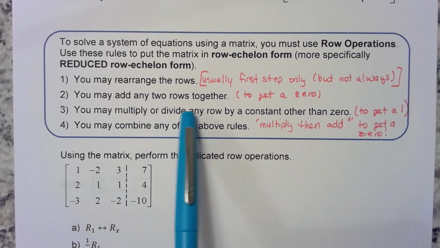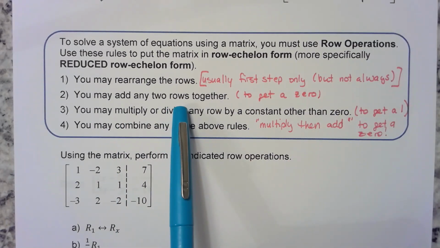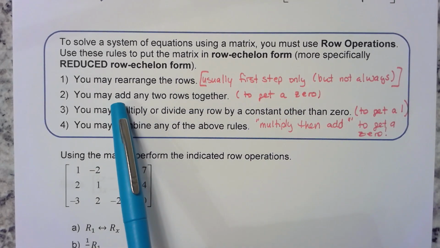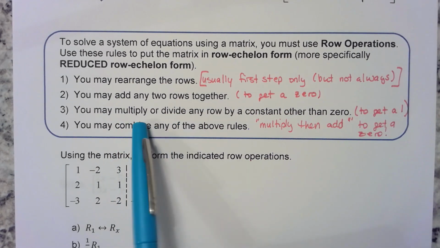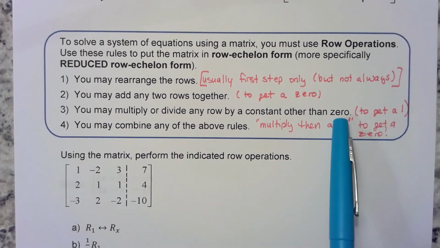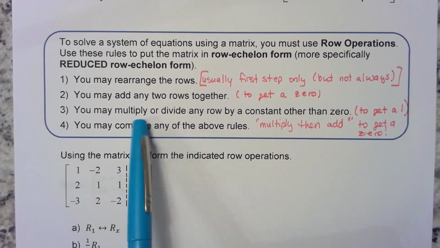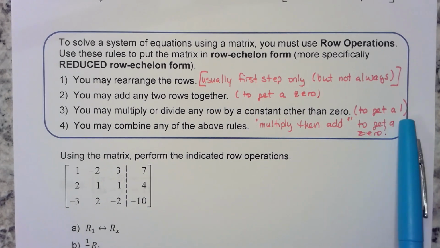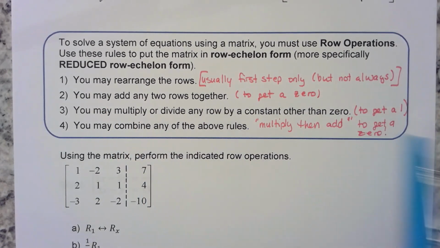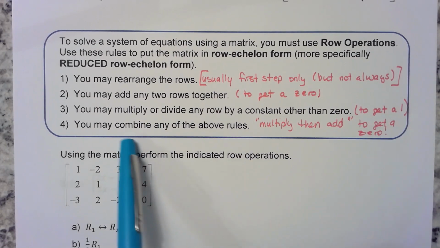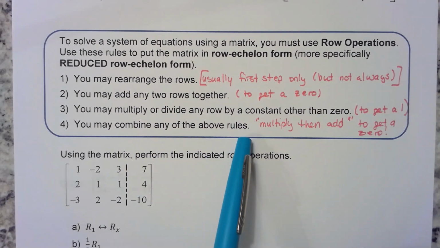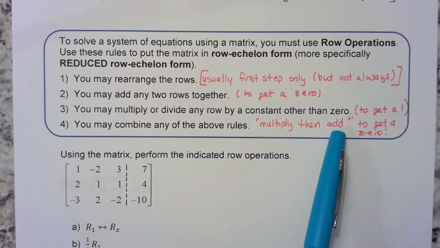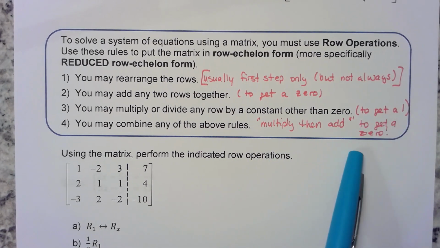You can add any 2 rows together, and you want to do that if you want a 0. So when you want a 0, you add. You can multiply or divide by any number except 0, of course. If you multiply or divide, it's because you're wanting a 1. So keep that in mind: add for 0, multiply or divide for 1. Then you can combine any of the above rules. Usually that combination is multiply then add, and you do that if you want to get a 0.